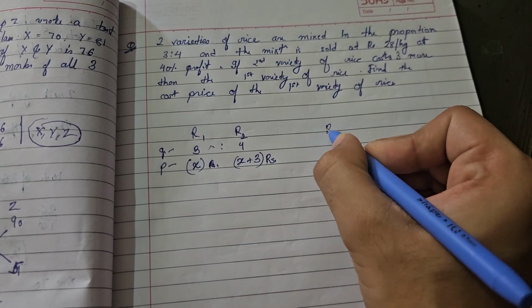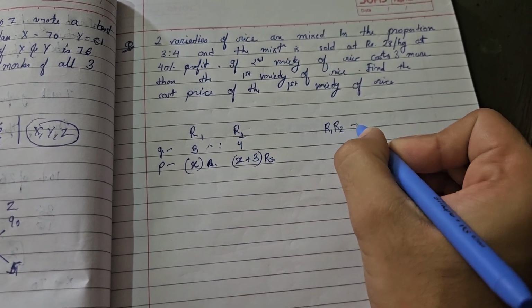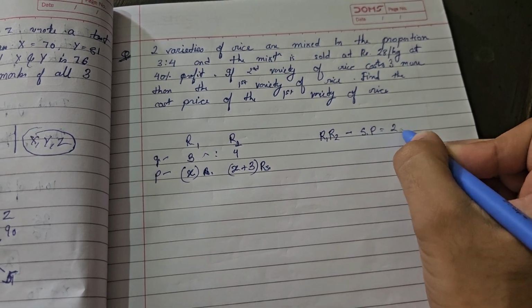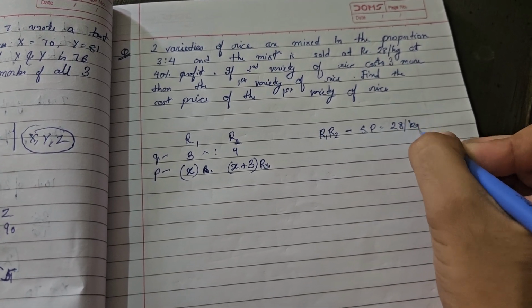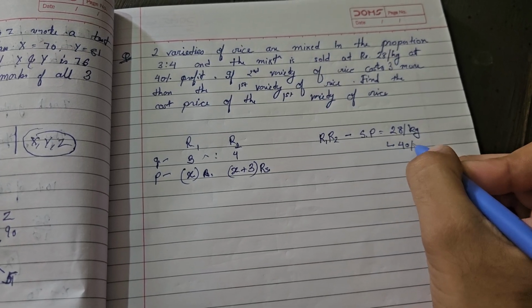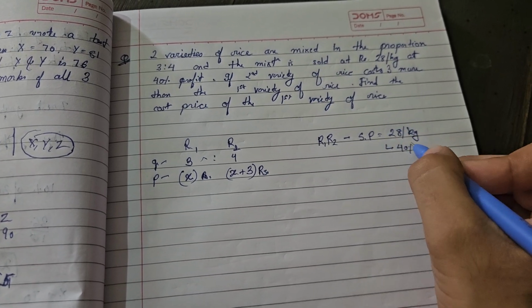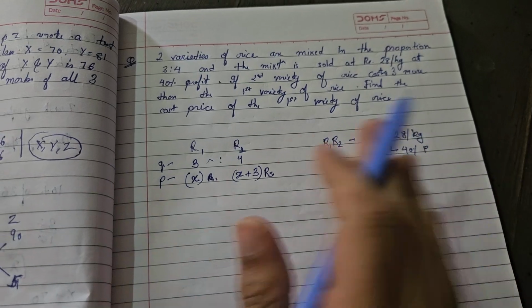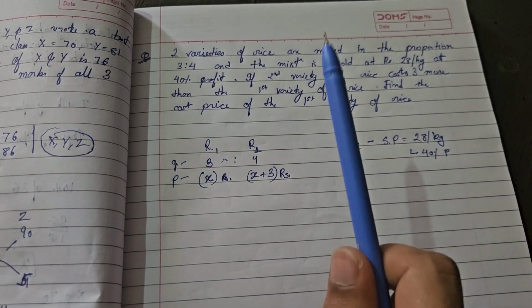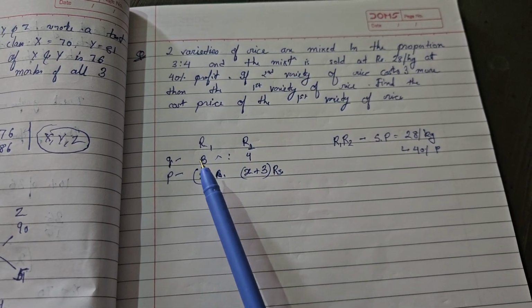It is also given that the R1 R2 mixture is sold at a selling price of 28 rupees per kg, that too at 40% profit. So this is the profit margin. Now we need to find the cost price of the first variety.